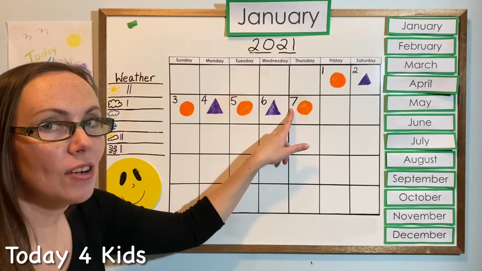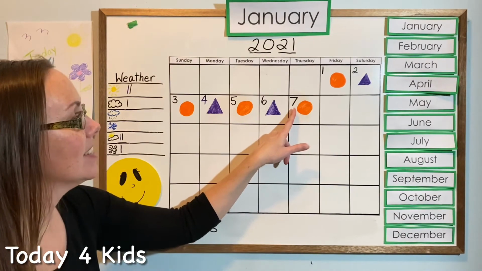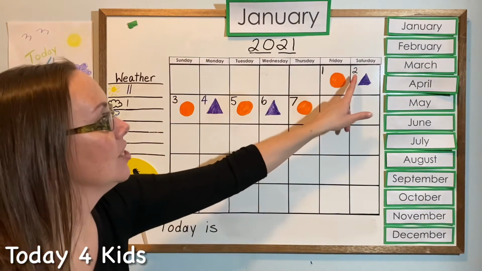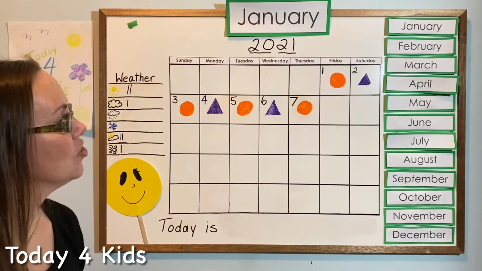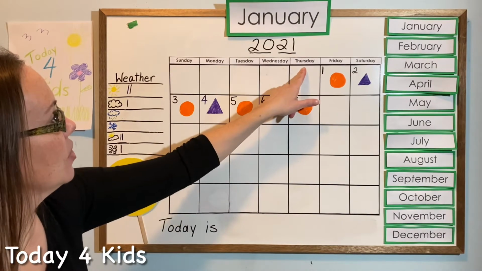Can you count backwards with me? It's kind of fun. Even if you don't know all your numbers, you can try. 7, 6, 5, 4, 3, 2, 1. Blast off! Great job! So if today is Thursday, let's have a look here.